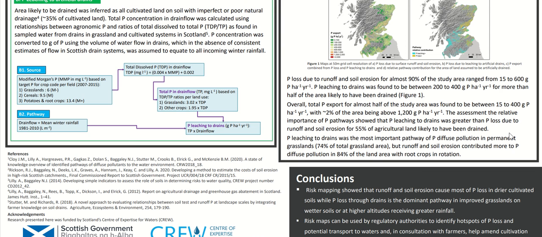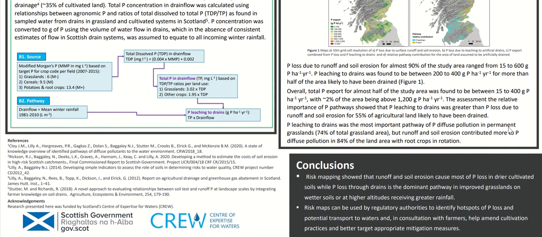Overall, the assessment of the relative importance of P pathways showed that P leaching into drains was greater than P loss due to runoff and soil erosion for more than half of the agricultural land likely to have been drained, but P leaching into drains was the most important pathway of diffuse pollution in permanent grasslands, while for runoff and soil erosion, P diffuse pollution was greater in the area with root crops in rotation.